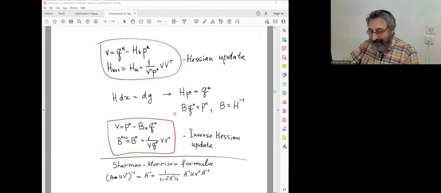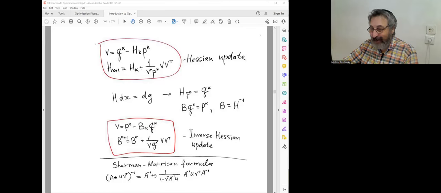And now there is one more possibility, which is the Sherman-Morrison formula, which is very important in general. It's very good to know this formula because it's used not only in optimization, but everywhere. It says that if I have a matrix A whose inverse I already know, and I add to A some rank one expression, then I can analytically write down the inverse of the resulting matrix.